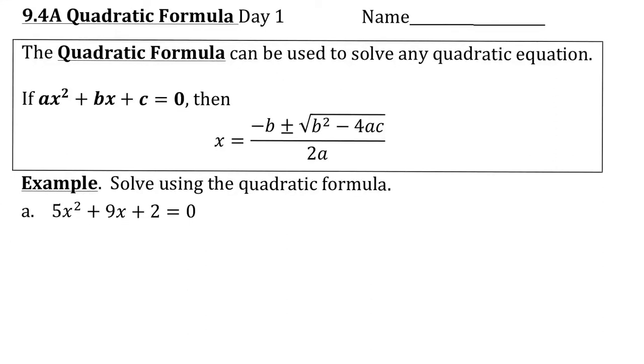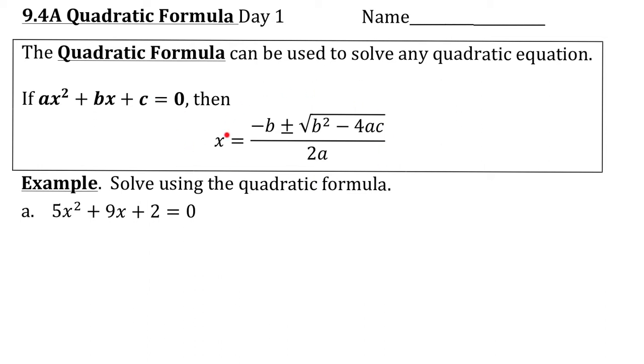In 9.4a, we're going to learn the quadratic formula. The quadratic formula is the fourth method for solving quadratics, and it's the one that works on every single quadratic equation, whether it's rational or irrational. In order to use the quadratic formula, the equation has to be in standard form, meaning highest degree to lowest degree, and it has to equal 0.